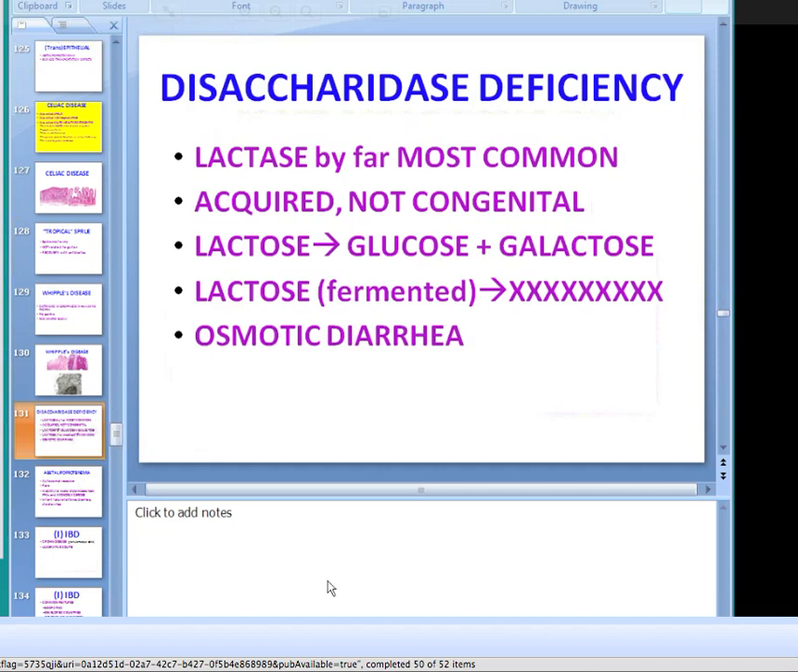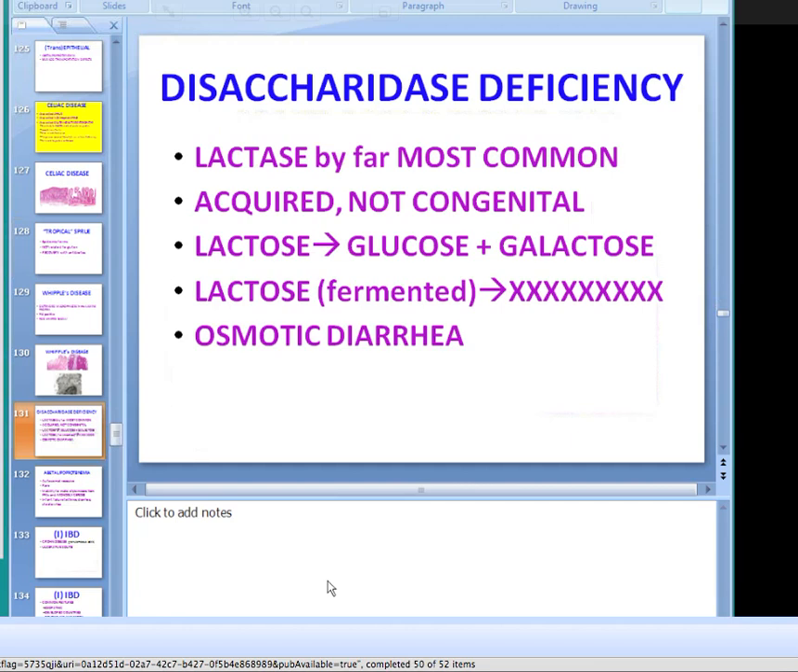Let's talk about disaccharidase deficiencies. That's also malabsorption, isn't it? The reason is that the person doesn't have the enzyme lactase and other disaccharidases, but lactase by far is the most common. In disaccharidase deficiency, you don't have the enzyme to split lactose, and therefore it can't be absorbed, because, remember, only the monosaccharides can be absorbed.